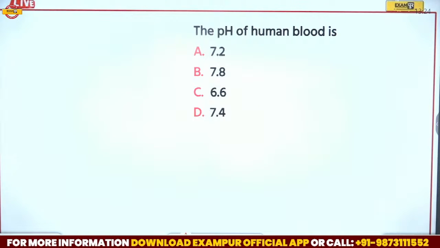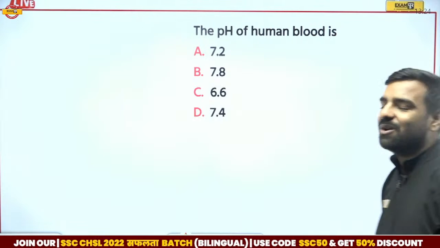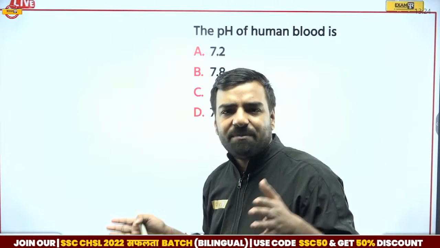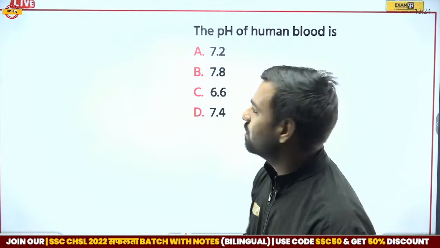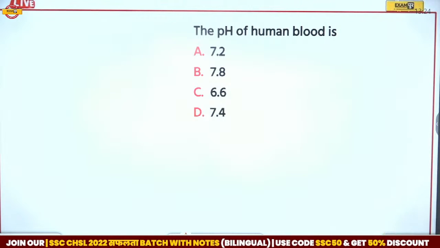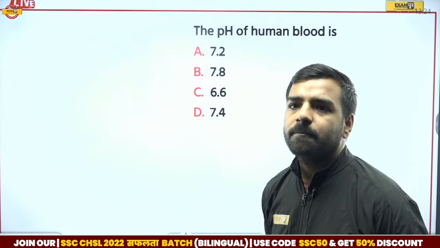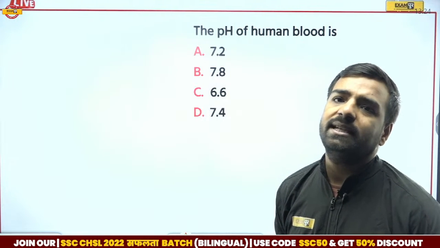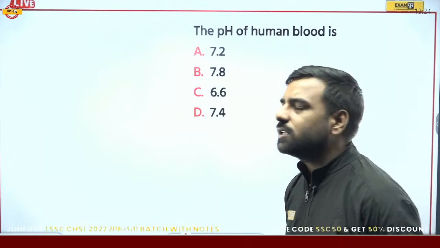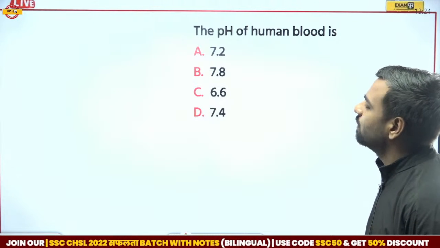Next, we have: what is the pH of human blood? A very, very important question because I don't know how many times this is asked, but it is repeatedly asked. What do you think? Will it be 7.2, 7.8, 6.6 or 7.4? Yes, Kirti, totally good, that is the graveyard of the RBC. So my question is, what is the pH of human blood?